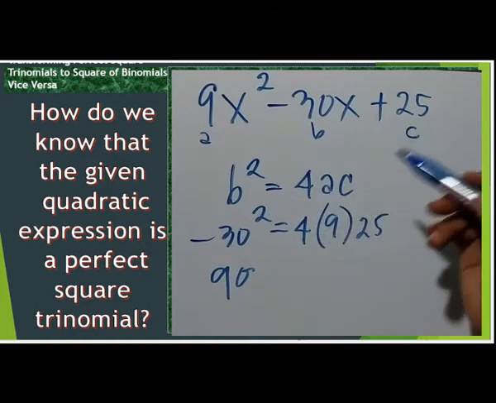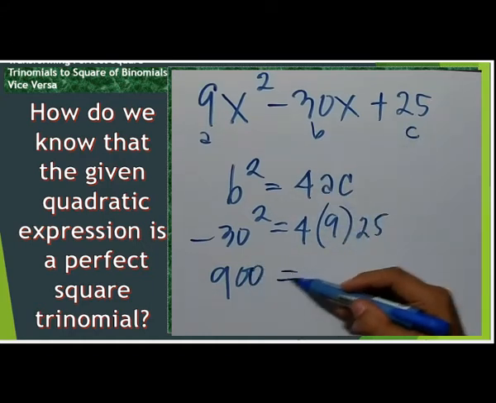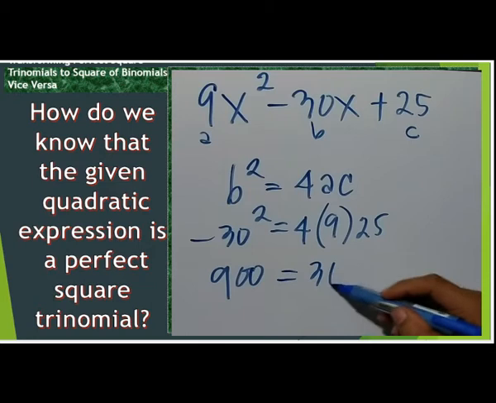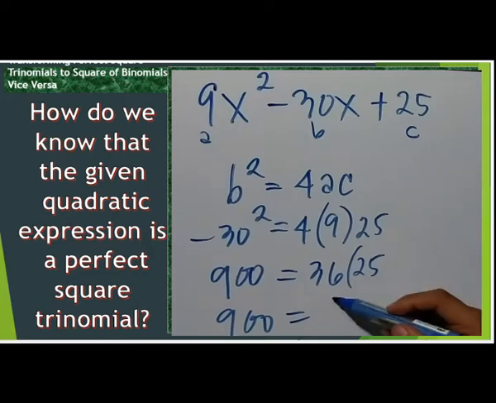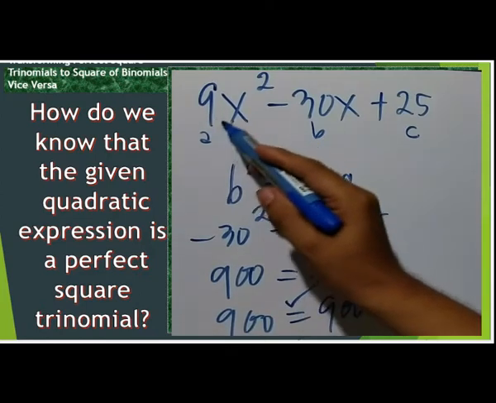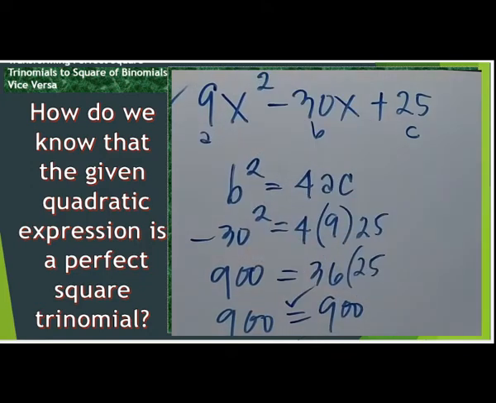30 times 30 is 900. What is 4 times 9? 36 times 25. So you have 900. So what is 36 times 25? That is also 900. So meaning to say, this is a perfect square trinomial.